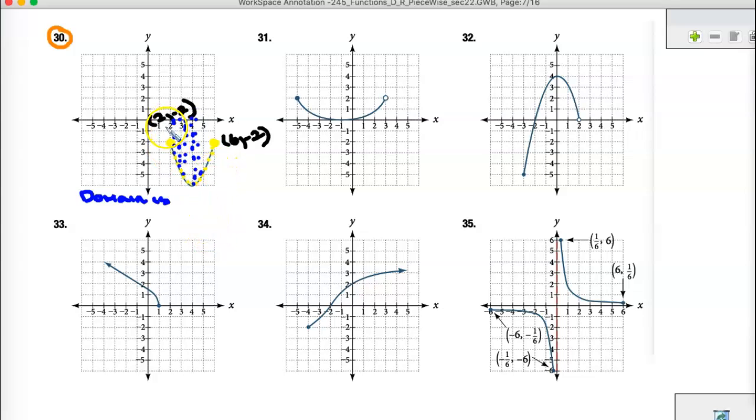So the smallest value is 2. But if you come here, the largest value would be 6. So then we will have 2 to 6. And notice that they're included.